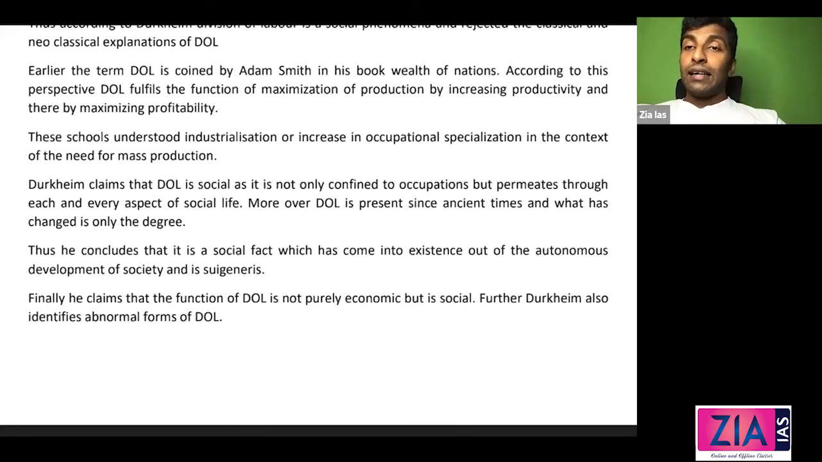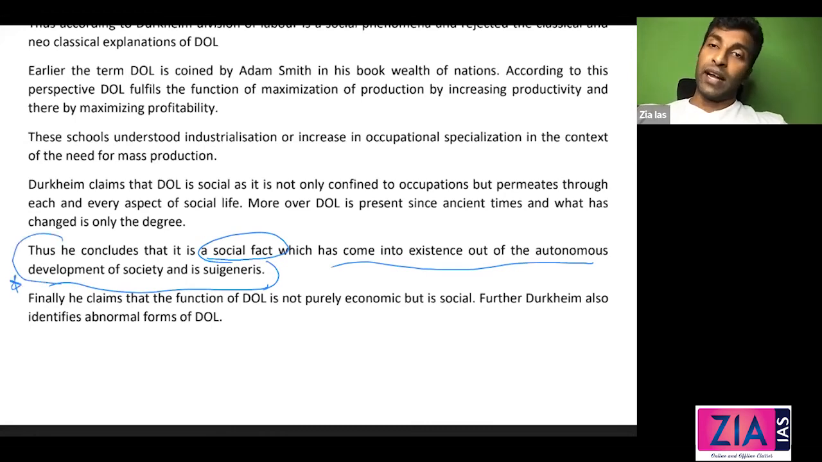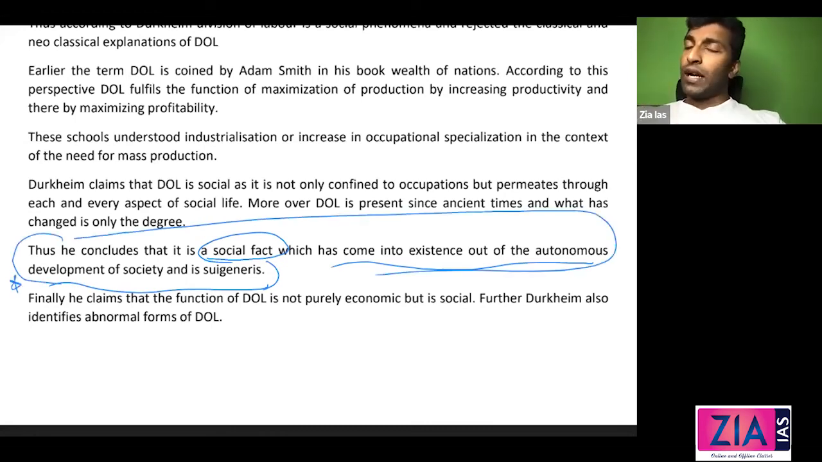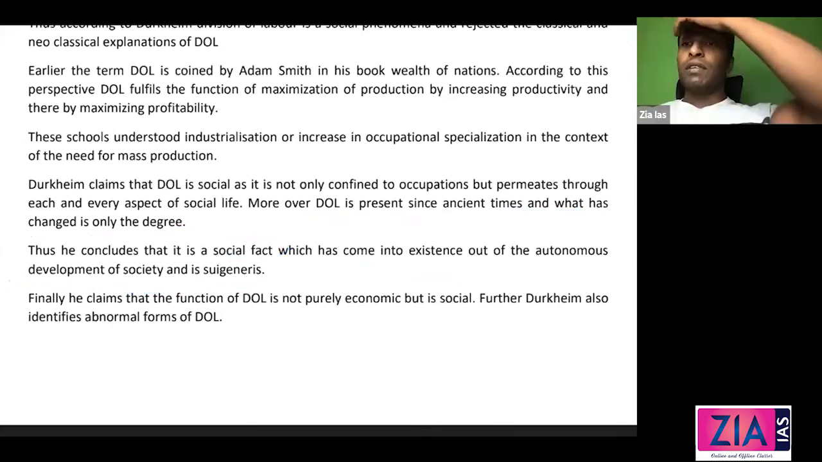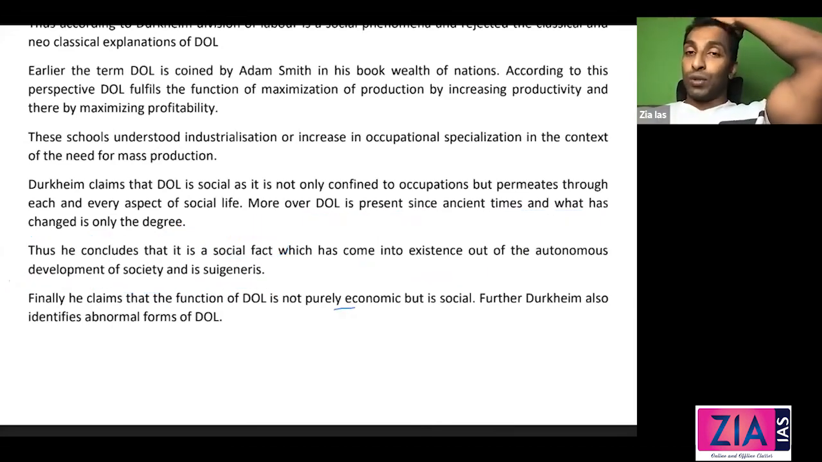Thus, he concludes that it is a social fact which comes into existence out of the autonomous development of society and is sui generis. Guys, there is a statement which you need to write in all his theories. When you write about religion, you will say that, thus he concludes that religion is a social fact, right? You know that, which comes into existence out of the development of society and is sui generis. It is having its own existence. Finally, he claimed that the function of division of labor is not purely economic, but it is social.